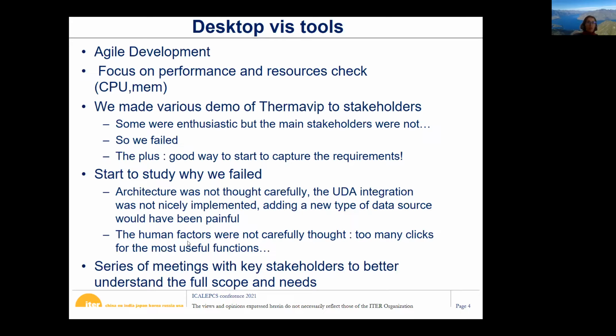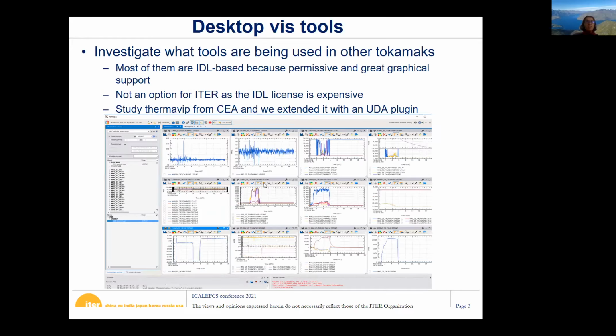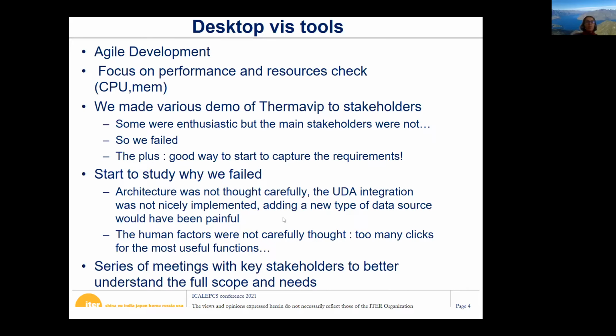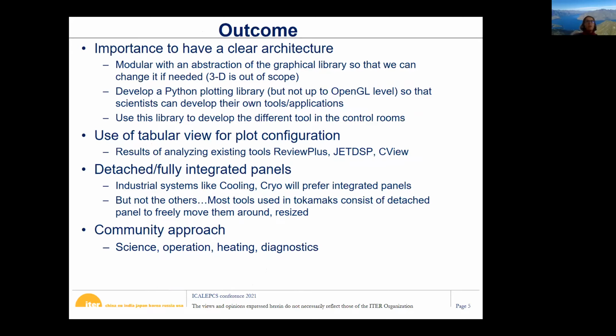Also, the human factor was not carefully thought. So here it could look nice, but actually the basic operation like overlaying pulses and all that was taking too many clicks compared to the standard tokamak tools. So after a series of meetings, we said, okay, we better redo the tool. But let's try really to understand better the human factor here, and to have also a better architecture.